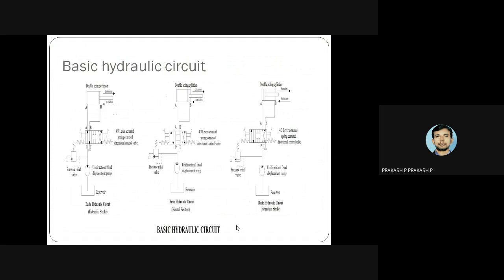You can see the retraction stroke on the right hand side of the image. The fluid flows from the reservoir to the direction control valve with the help of the pump. The fluid flow happens from P to B, again B to B. The oil at the rod end of the cylinder helps to retract the cylinder. Whatever oil is at the head end of the cylinder will move from A to A and A to T, which is stored in the tank. So this is the simple basic hydraulic circuit explanation for extension stroke, neutral position, and retraction position.